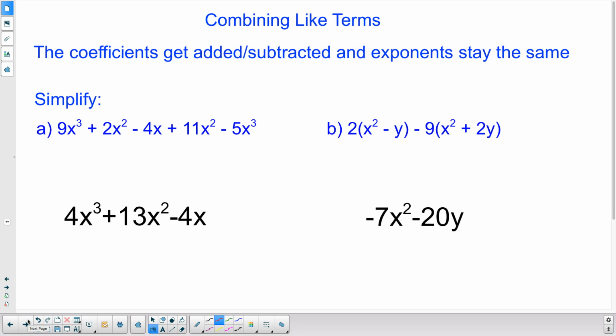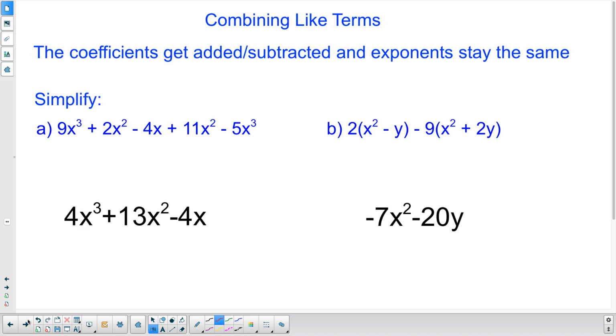Simplification, like combining like terms, you should have gotten 4x cubed plus 13x squared minus 4x for the first one, and negative 7x squared minus 20y for the second. Okay. Questions on those?